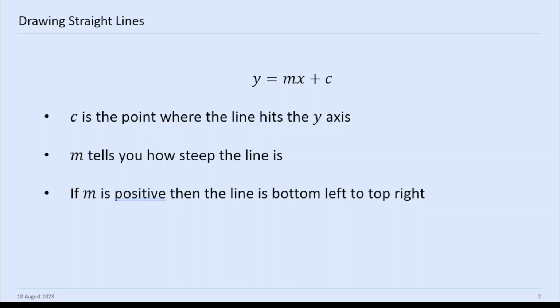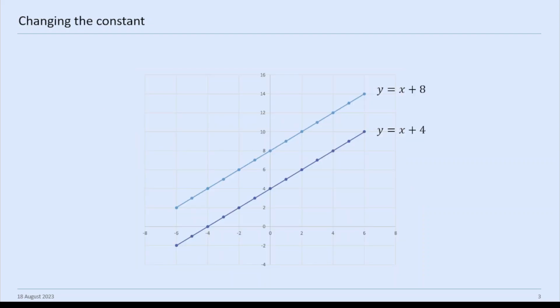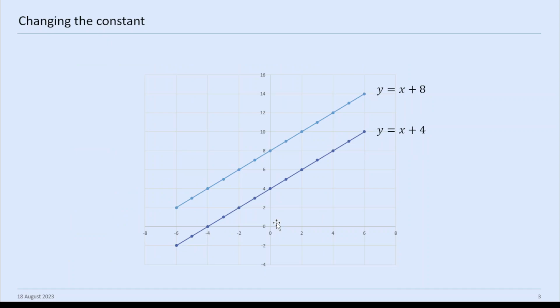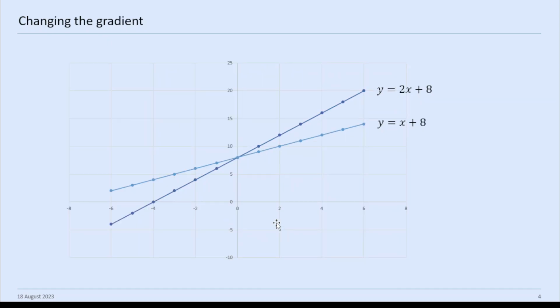And if m is positive, then the line goes from the bottom left to the top right. And if m is negative, then the line goes from the top left to the bottom right. So here's an example of changing the constant. We've got y equals x plus 4 here that intercepts the y-axis at 4, and y equals x plus 8 intercepts at 8, and it's just moved up by 4 units. We're just adding 4 onto all the y values. That's why it moves up.